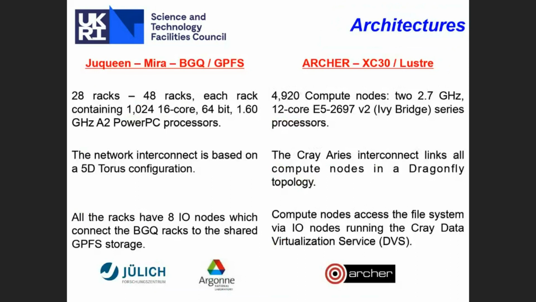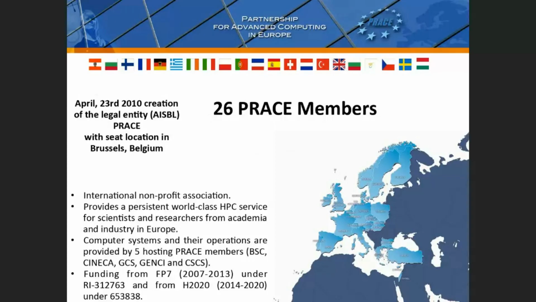So here are the architectures which have been tested. On the left-hand side, you've got the Blue Genes, where, as said, the largest simulations have been run. But extensive tests have been carried out on ARCHER, which has been decommissioned, and some tests are now ongoing on ARCHER2, the new machine. Both are Crays, but with different types of processors.